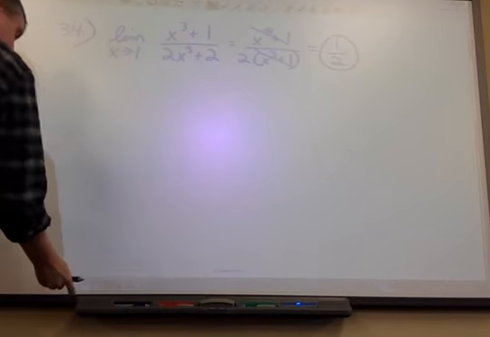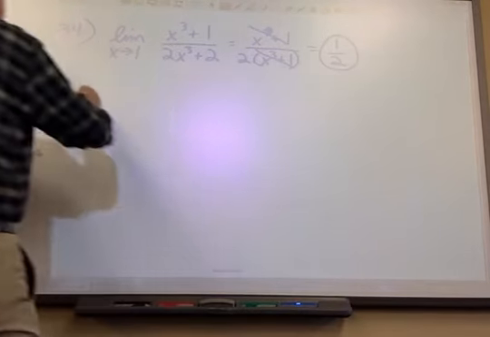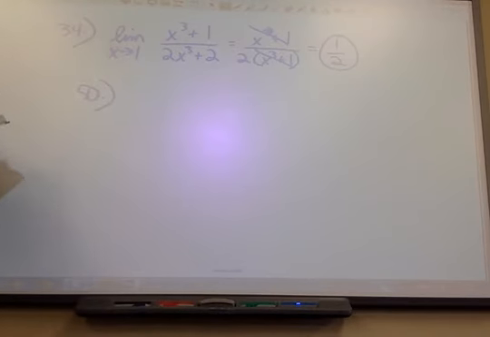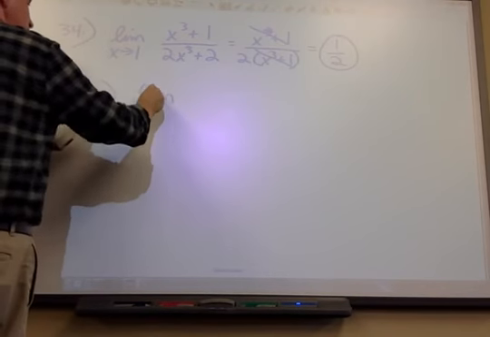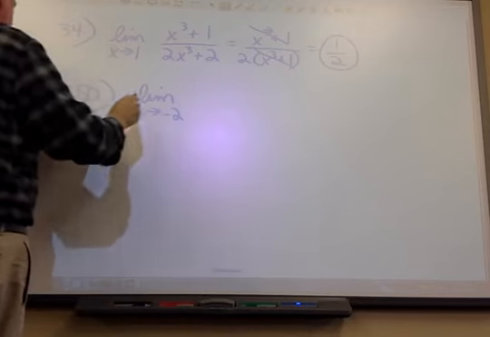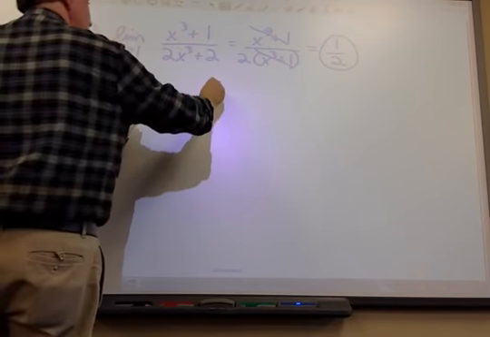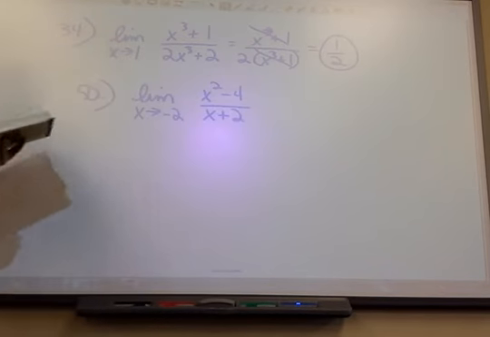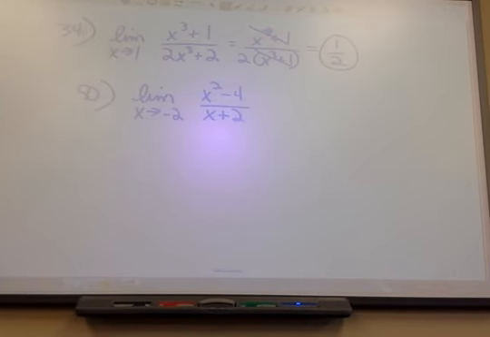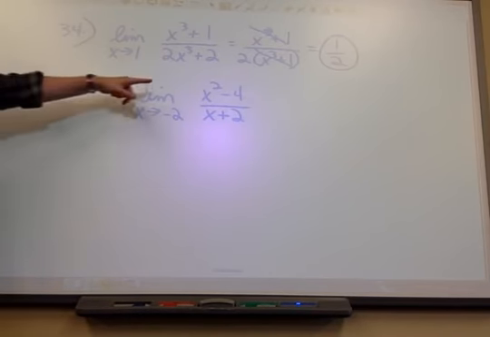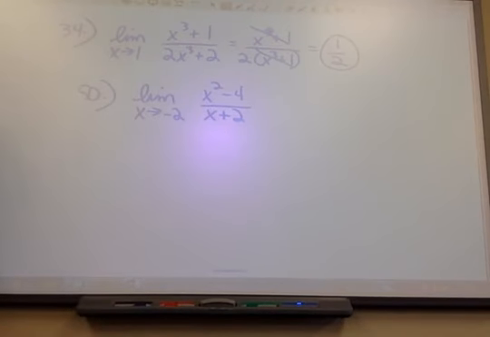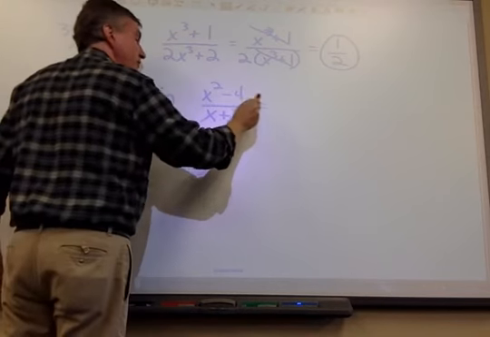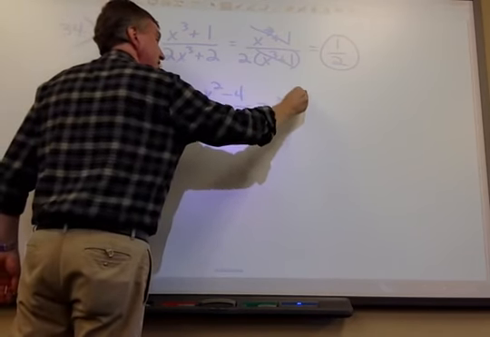Number 50 says, find the limit as x approaches negative 2 of x squared minus 4 over x plus 2. Well, I'm in trouble because if I plug negative 2 in like we love to do in those last few, what do I get? I get 0 over 0, indeterminate form. But you all know how to factor that numerator, right? How can I factor that numerator? Exactly.